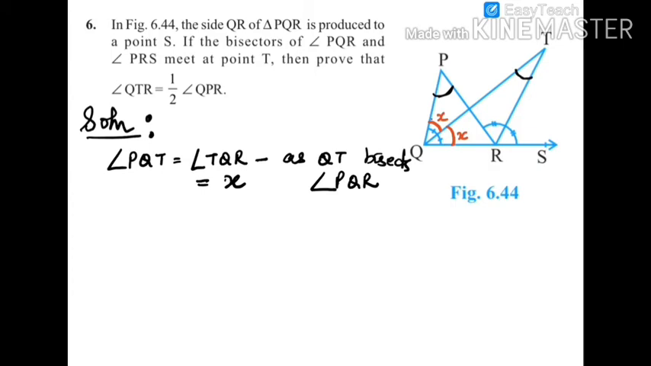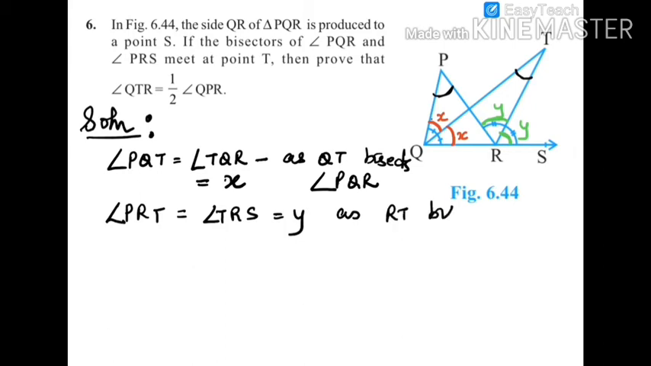Likewise, RT bisects angle PRS. So angle PRT is equal to angle TRS. So these two angles are equal. So let's mark these angles as Y. Angle PRT equal to angle TRS equal to Y, as RT bisects angle PRS.